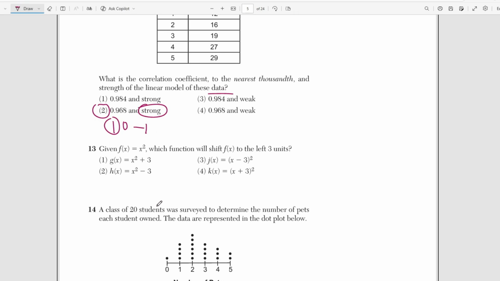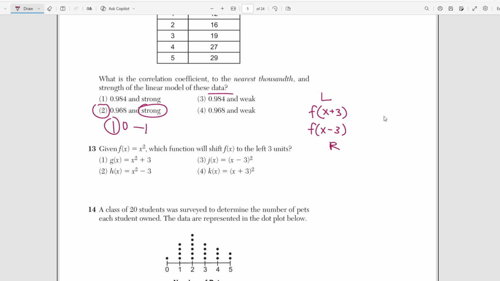Number 13 says, given f of x is equal to x squared, which function will shift f of x to the left by 3 units? So essentially, if you want to shift something to the left by 3 units, you're going to add 3 directly to x. So f of x plus 3. If you want to shift something to the right, you're going to subtract directly from x. So f of x minus 3. So this is for left, this is for right.